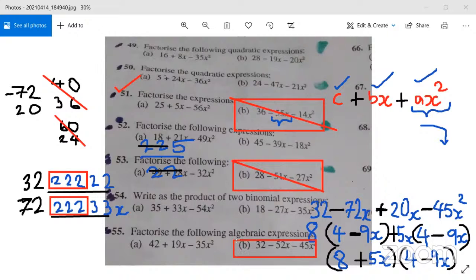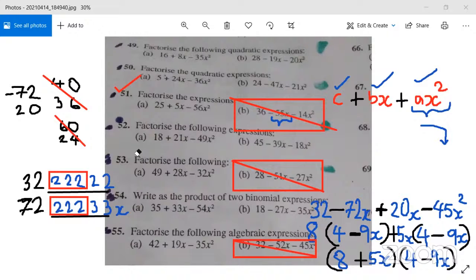So as maybe potentially homework or whatever it might be, you can try the ones that I didn't do, right? You can try the ones that I didn't do. So always the first and the third. We have 25 and 56, 18 and 49.